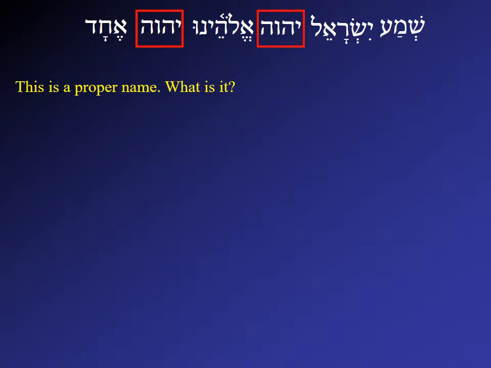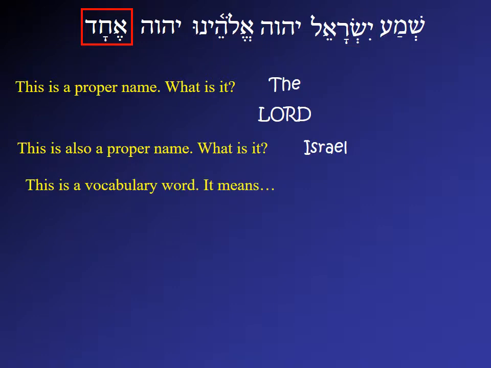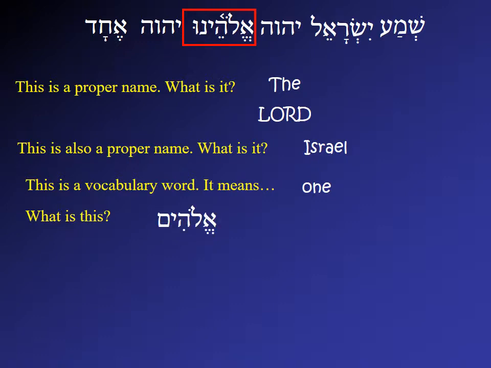Quite a bit of this sentence ought to already be apparent to us, so let's work through what we already know. Here we have a proper name that occurs twice. We've seen this since the very beginning of the semester. This is the proper name of the deity, which we translate as the Lord, or Adonai. This is also a proper name, which is quite familiar to us. Yisrael, of course, is Israel. Here we have a vocabulary word, echad, which means one. And here we have Eloheinu, which ought to be at least partially familiar to us. So Eloheinu is Elohim plus nu.